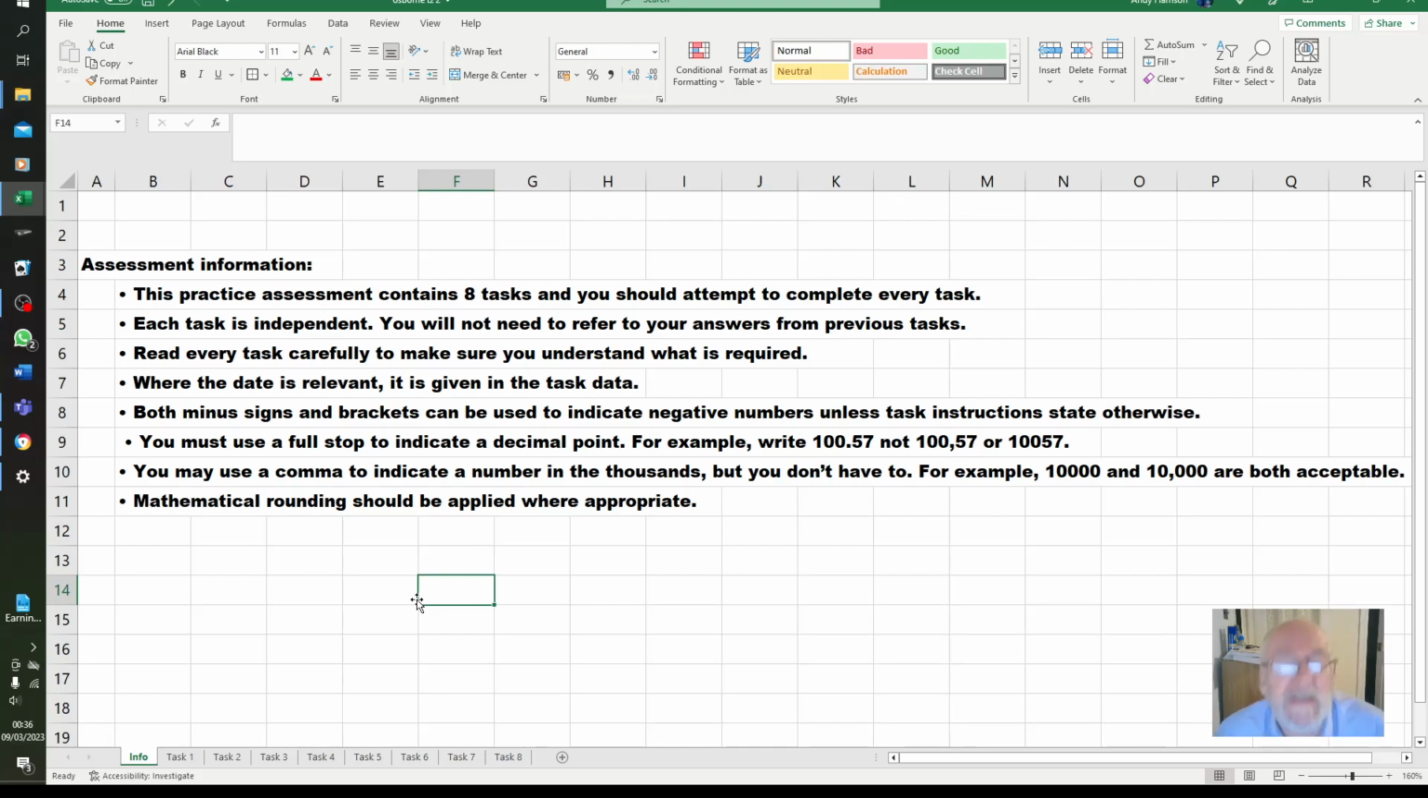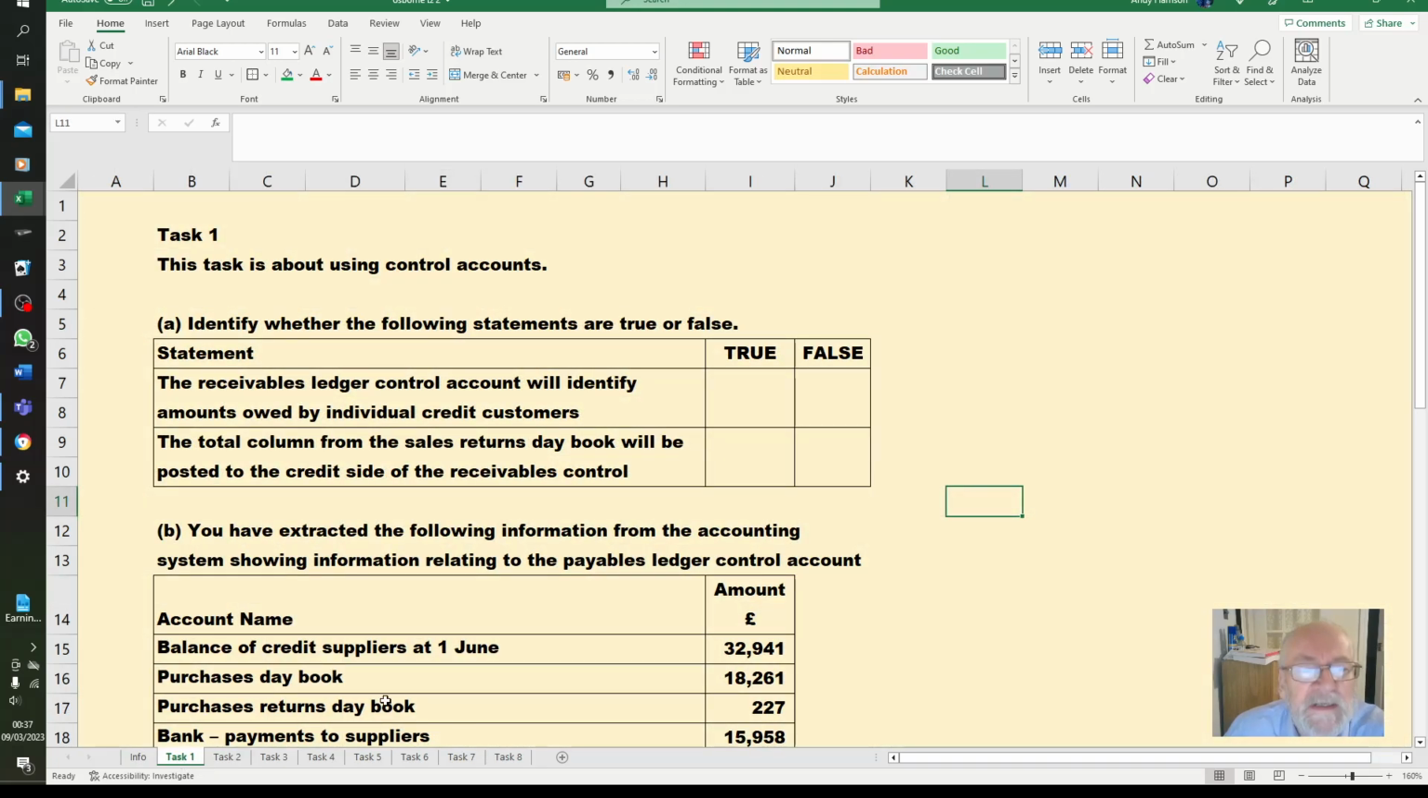General information, the same as the AAT one. It's 8 tasks, used to be more than that. Problem task used to be 8, it's now task 6. Every task is independent. Just make sure obviously points and dates and commas and read everything carefully. Normal mathematical rounding. Quite a lot of the answers are to whole pounds, but there are some pence, actually I think right at the end. So onwards with task 1.